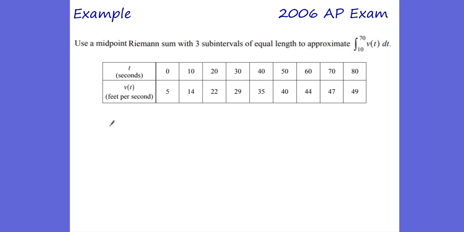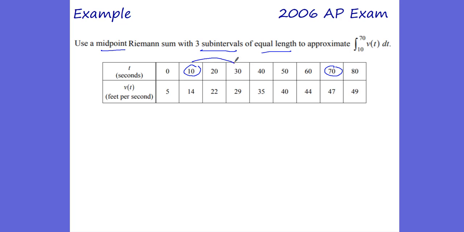So let me give you an example from the 2006 AP Calculus exam. We're trying to find the midpoint Riemann sum using only three subintervals of equal length. We're going from 10 to 70. So let's think about what three equal subintervals would be. That's a difference of 60. 60 divided by 3 is 20.